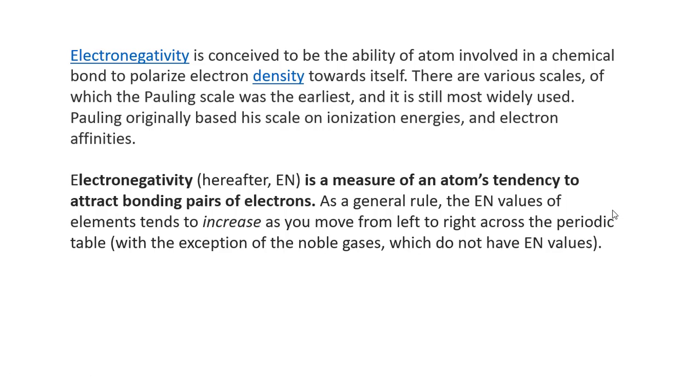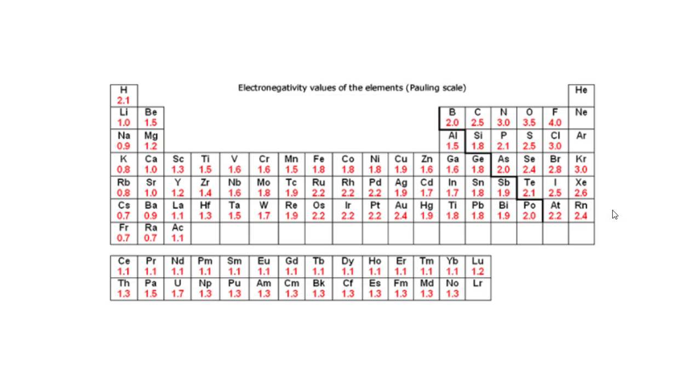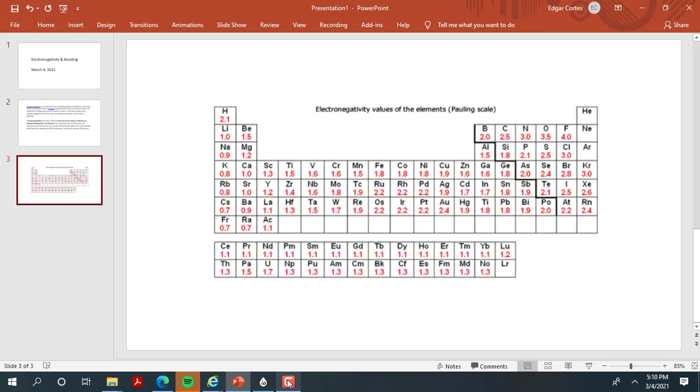So here's the Pauling scale. The values labeled in red are the EN, or the electronegativity, of a certain atom. We have common atoms: carbon is 2.5, hydrogen is 2.1, oxygen is 3.5, and so on. This is presented here, and we have examples for this.